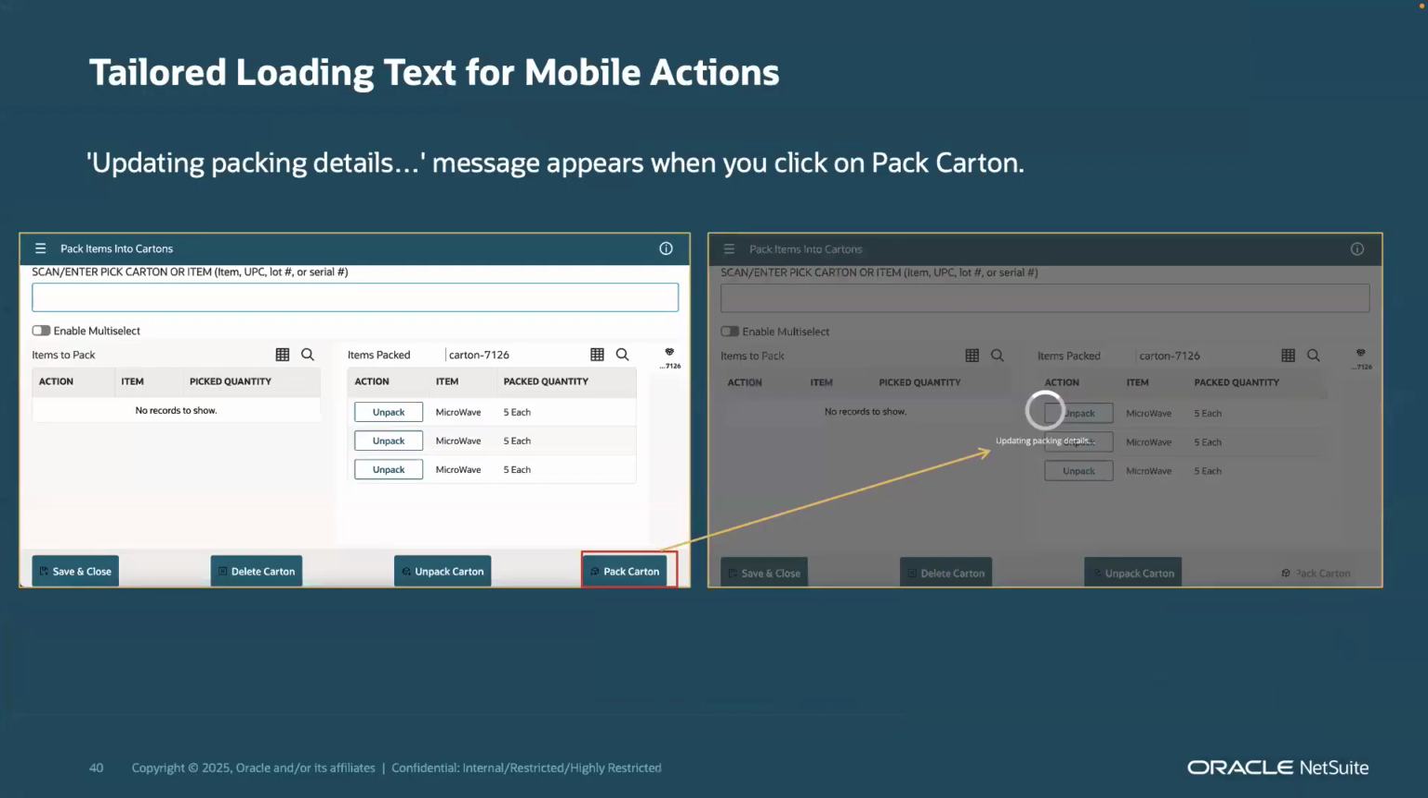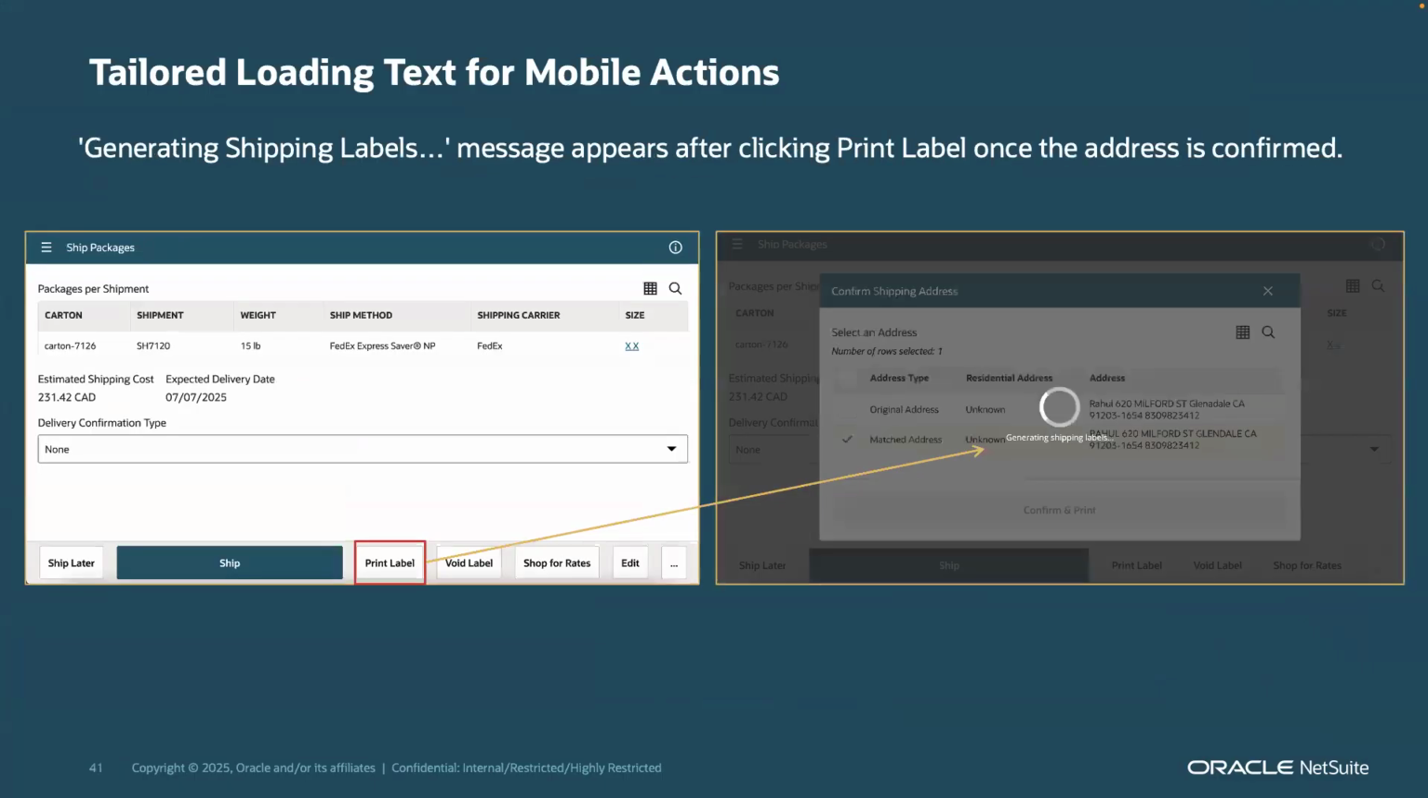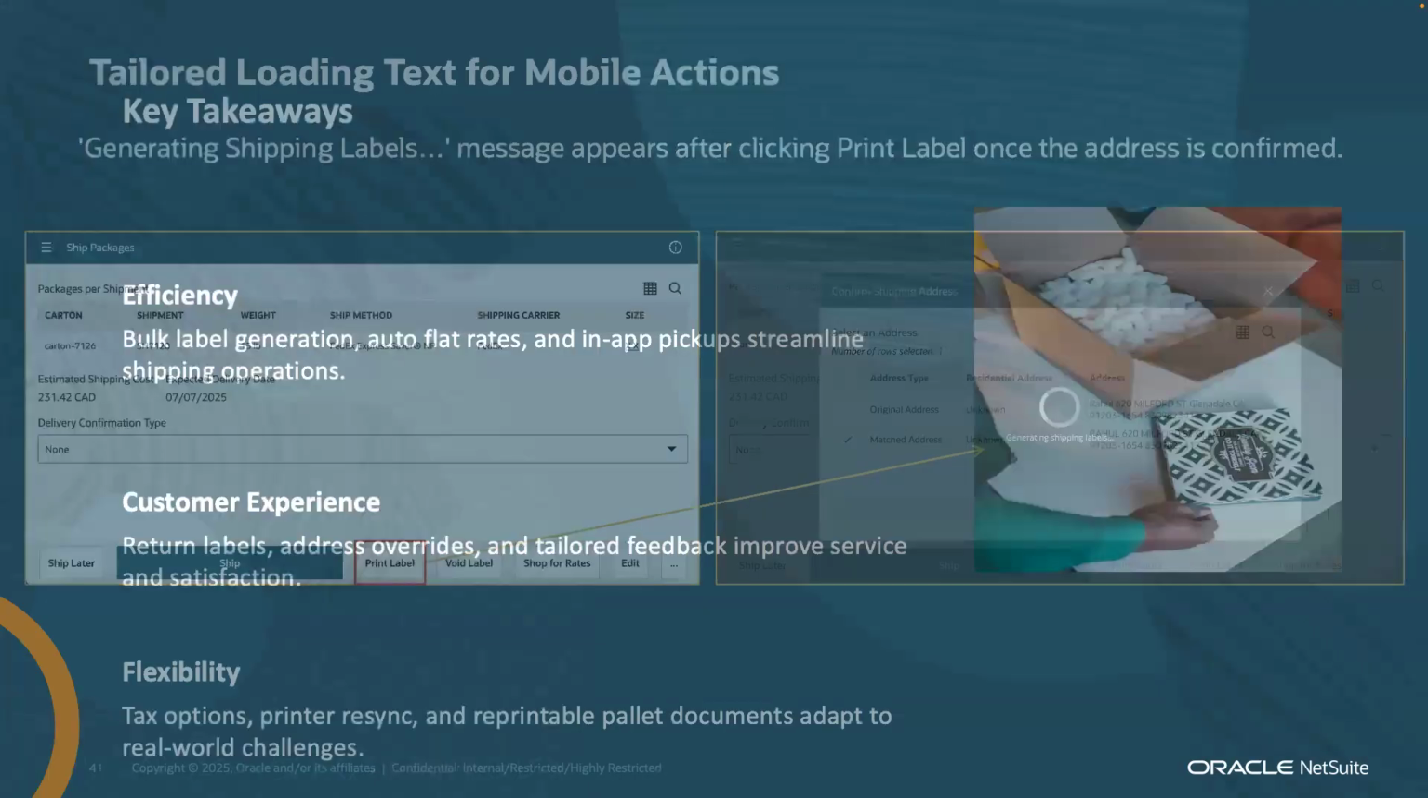For example, when you click Pack Carton, the system shows updating packing details. And when you click to print a label, it says Generating Shipping Labels. Clear communication reduces confusion, prevents duplicate actions, and makes warehouse staff more confident in what the system is doing.